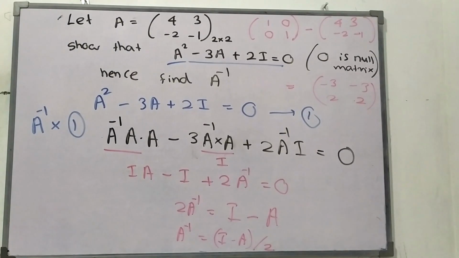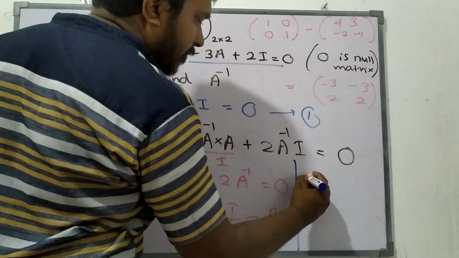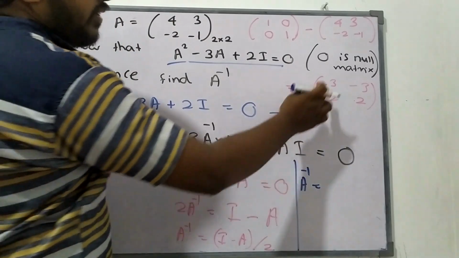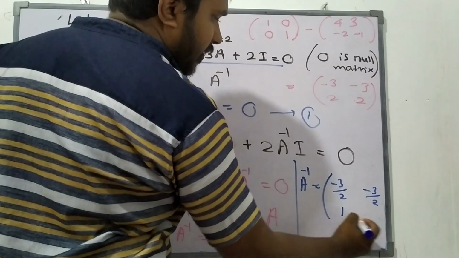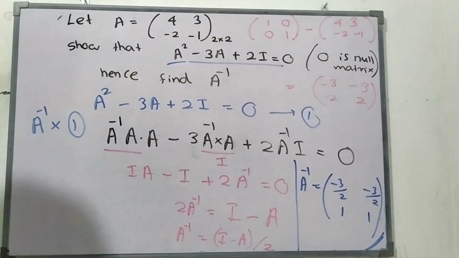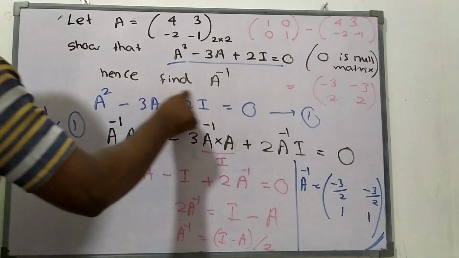Okay, therefore A inverse will be, it's divided by 2, right? It's minus 3 by 2, minus 3 by 2, plus 1, plus 1. This is the inverse matrix of A. So you can check it using the other way around. Okay, so this is the "hence" part of that question.